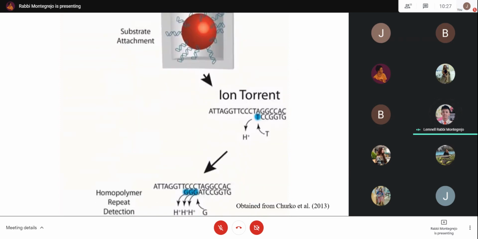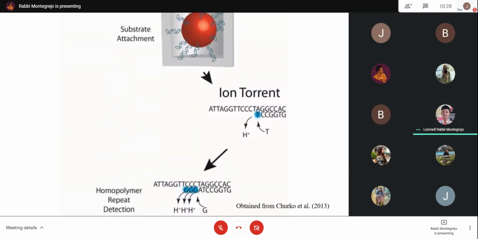Then, once this happens, muna yung mga nucleotides nga gi-flow pasulod sa cell. Then, once naa siya mo incorporate siya og nucleotide sa sequence, mo release siya og proton which can be detected by the sensor na naa sa ilalom sa well.